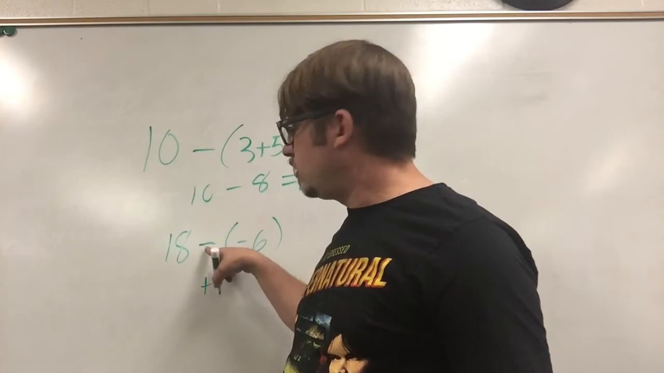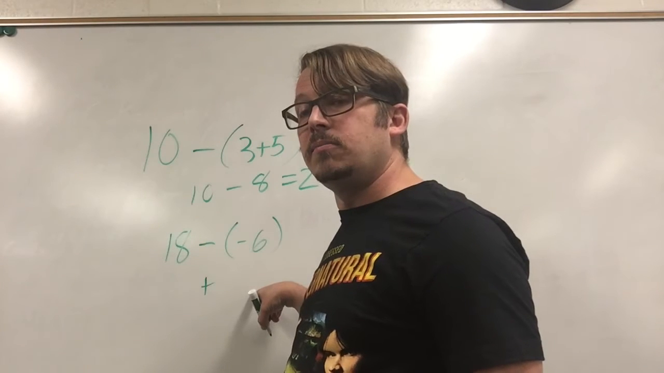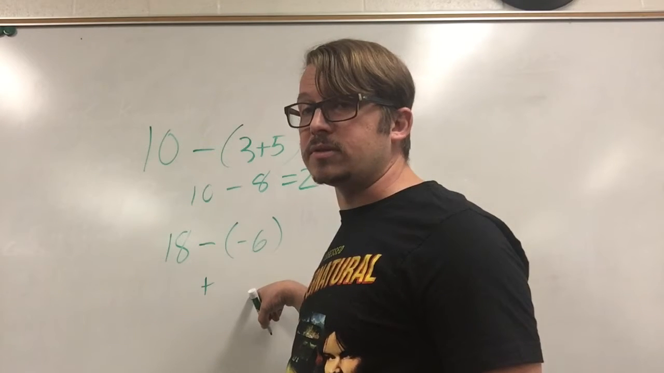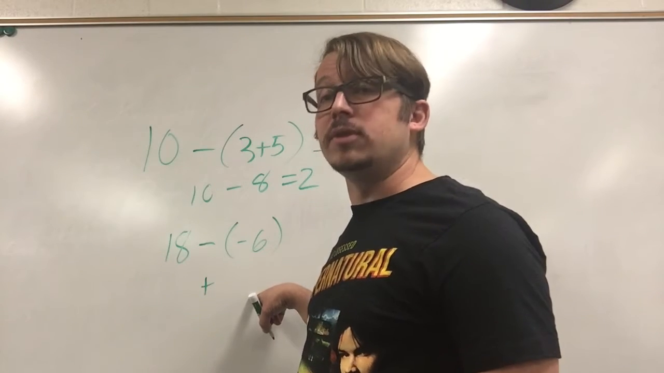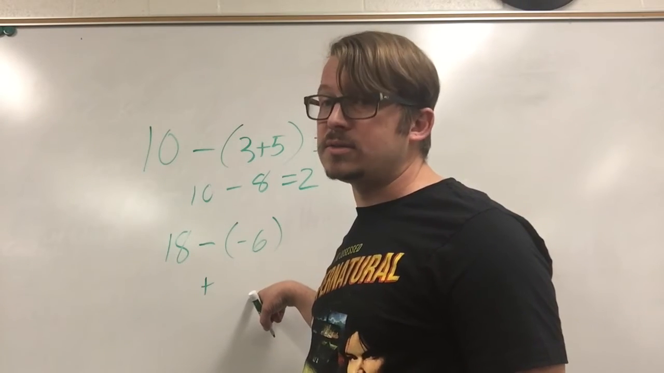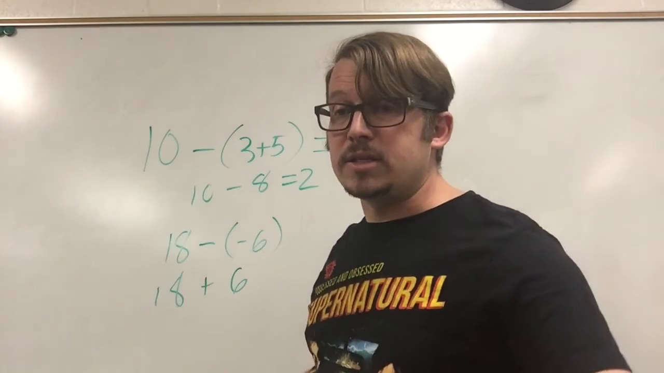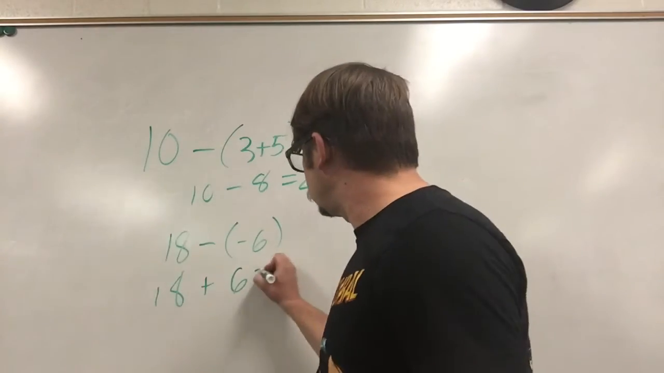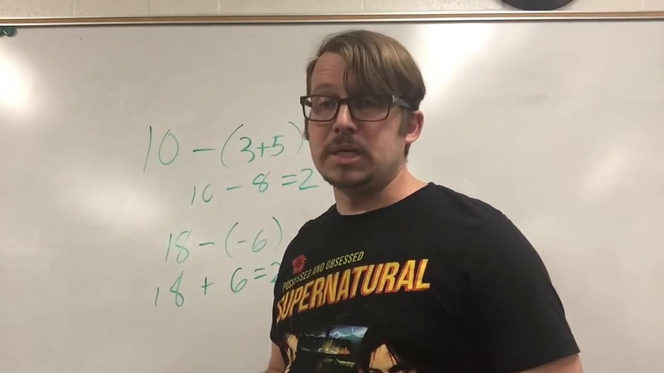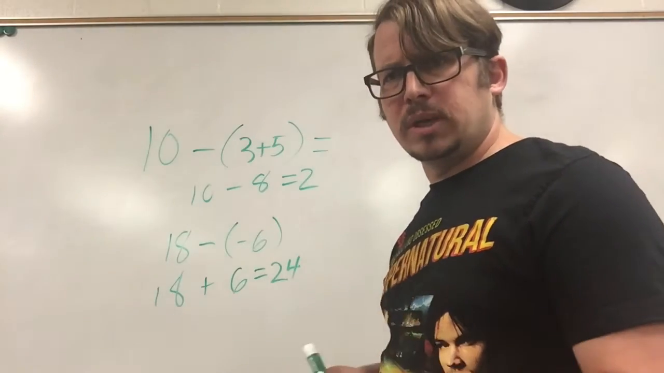That becomes addition. That becomes the opposite of -6, or the opposite of 6. If I find the opposite of 6, I find 6. 18 plus 6, of course, is just 24, so poof. No big deal. But what other kinds of grouping symbols will we encounter?